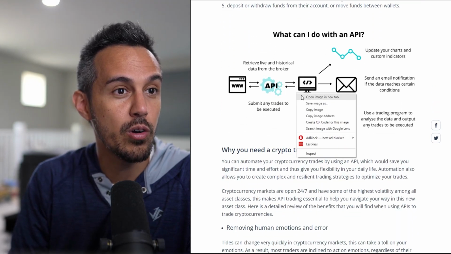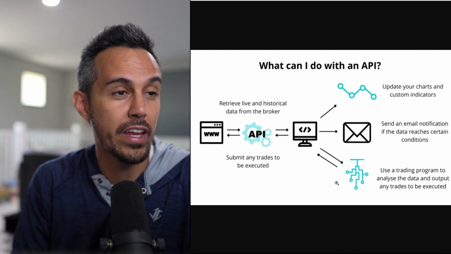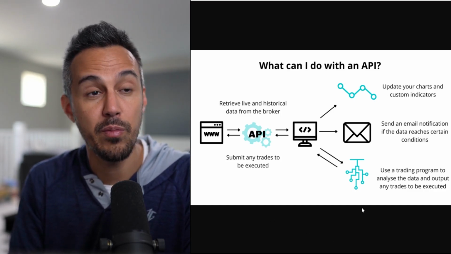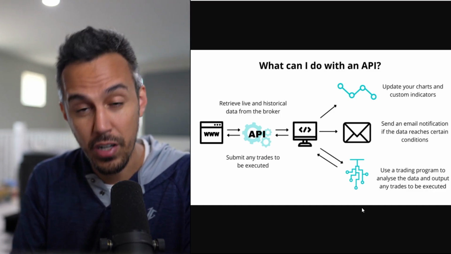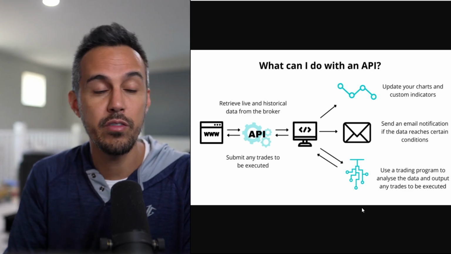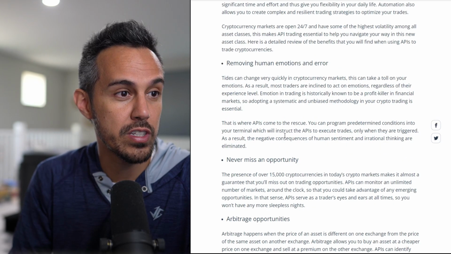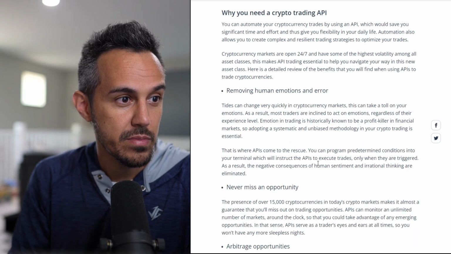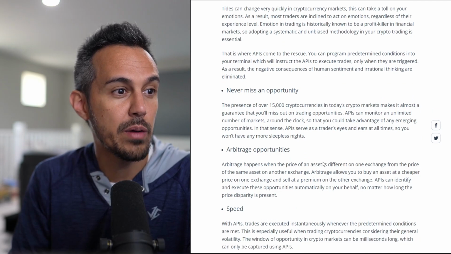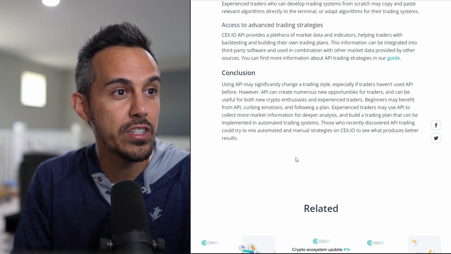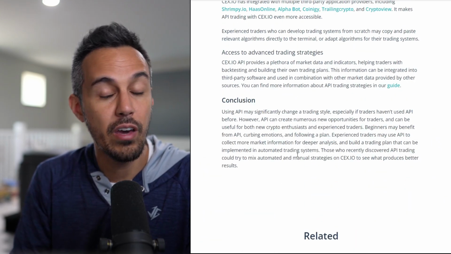And then here's a cool graph outlining what you could do with an API, which I highlighted. The idea is that it makes it a lot easier, especially if you're monitoring a lot of projects, doing a lot of transactions, or if you have advanced strategies that you want to implement. So definitely check this out. Removes human error, never misses an opportunity, arbitrage opportunities, and of course speed. So definitely check it out if this is something interesting to you. They have a lot of great articles.